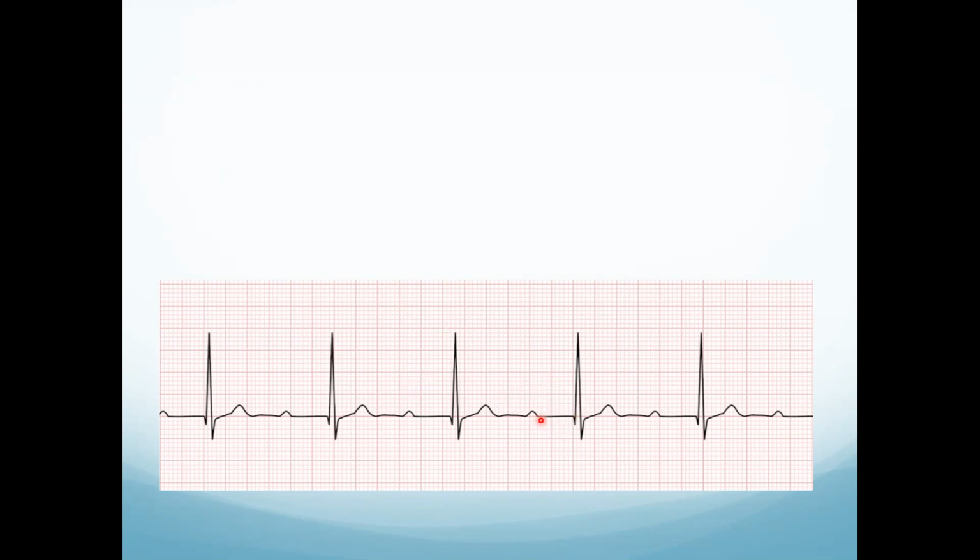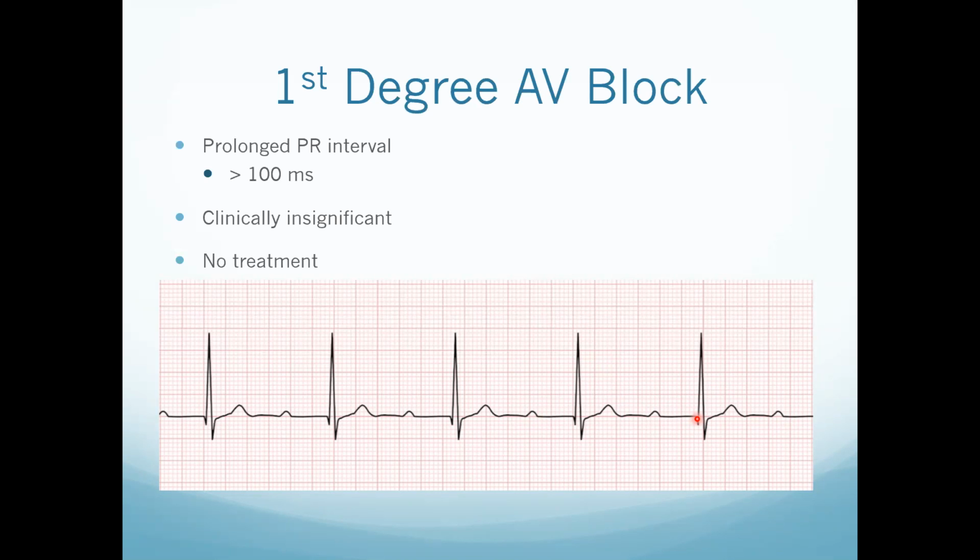Okay. So here we've got P waves throughout. We've got QRS complexes associated with every P wave. But if we look at the PR interval, our PR interval is prolonged or delayed. So this is an example of first degree AV block.